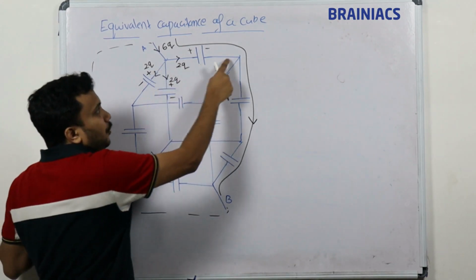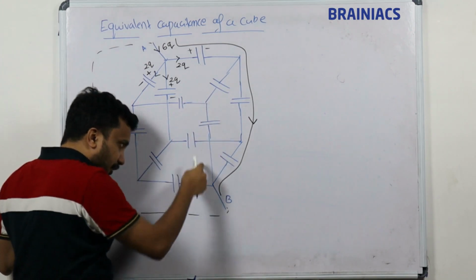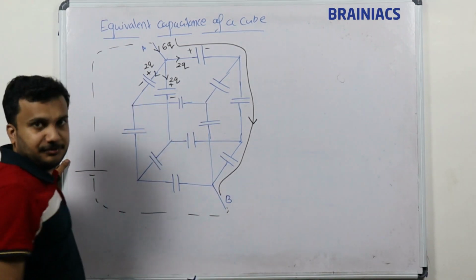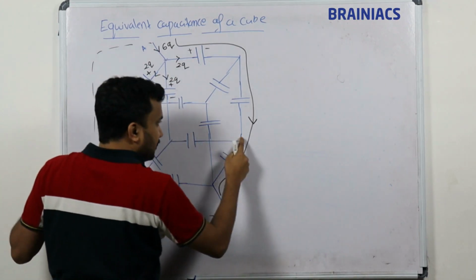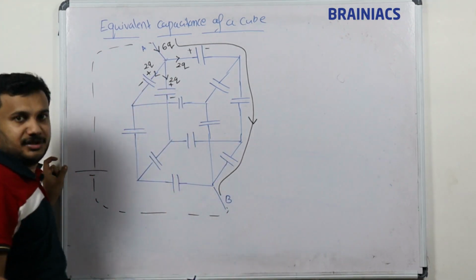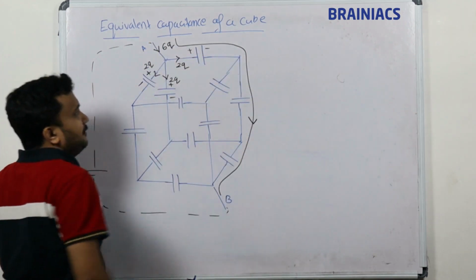Suppose we start from here, go here, then come here, then go down, then go to B. This is one way of choosing it. Suppose you choose to go down like this, go towards the right, then come here. You can choose any path. This is a very simple one I have chosen.